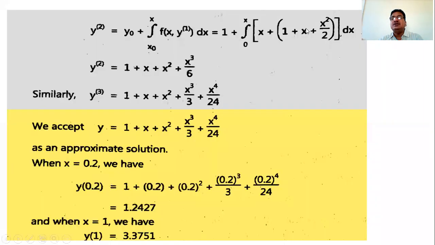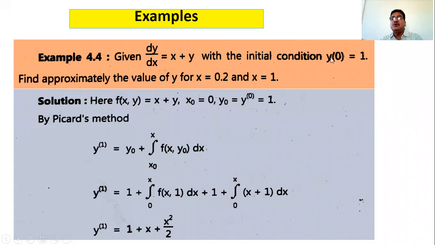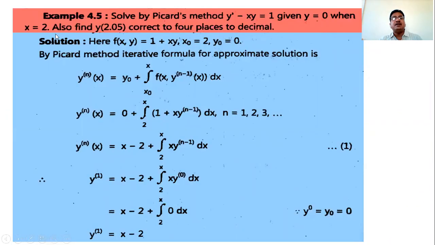If we write this condition in this form, then the given condition is y(2) is equal to 0. That is, y is 0 when x is 2, that is y naught is 0, x naught is 2. Also find y at 2.05 correct to 4 decimal places. That is, first solve this by Picard's method. We have to find its general solution, and then the particular solution, that is the value of the solution at 2.05.